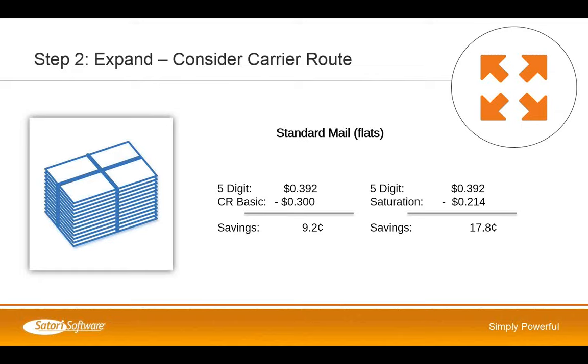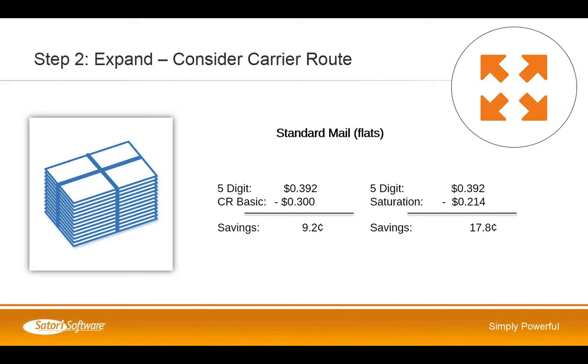So these things that we're talking about here, the flats, carrier route, and things like that. If I take my list and import it into Bulk Mailer, and I go through and do the list cleanup, so I do my suppression and that sort of thing, will Bulk Mailer then pop up and automatically tell me that I can save additional money if I did saturation? How do I engage this once I'm in Bulk Mailer?